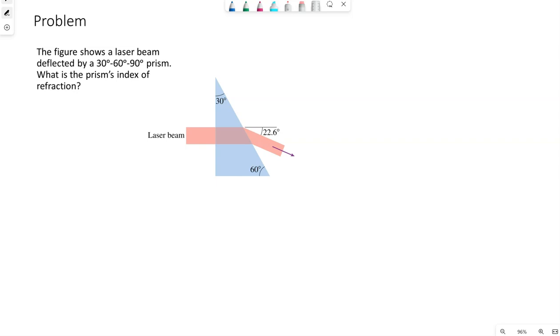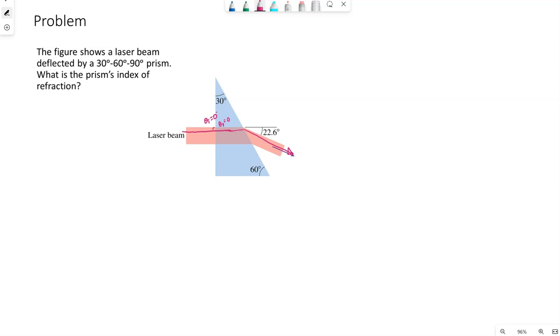Now, I'm not entirely sure why they chose to draw this laser beam so thick, but essentially we have this laser light coming in. There's no bending at this first surface because the incident angle is 0, which means the refracted angle has to be 0 as well. The light then gets to this next surface and does bend. It bends 22.6 degrees from horizontal, not from the normal line.